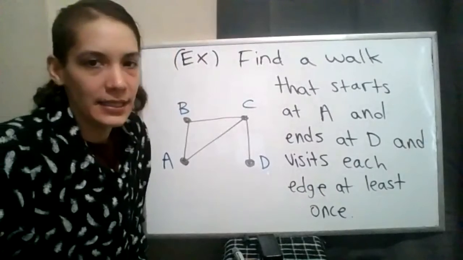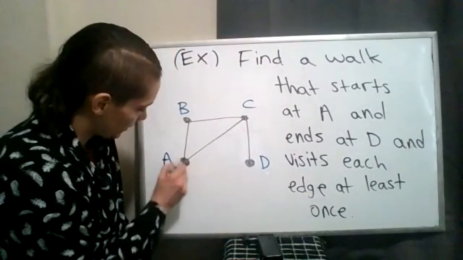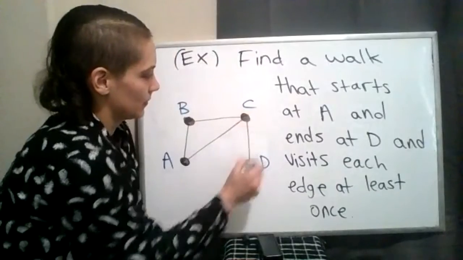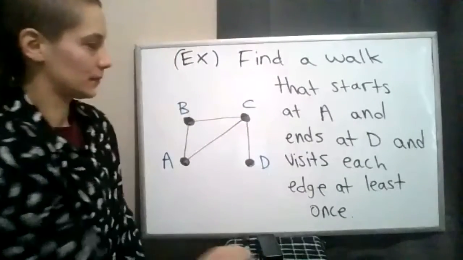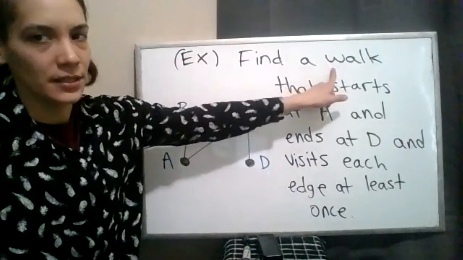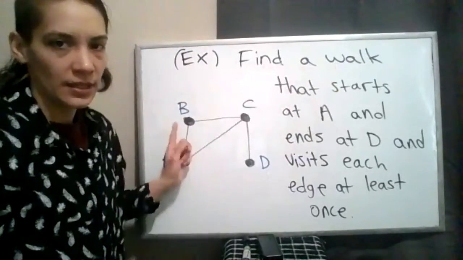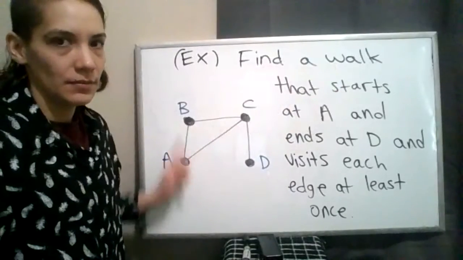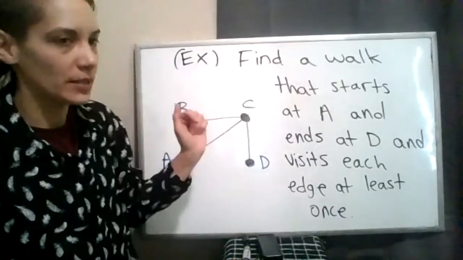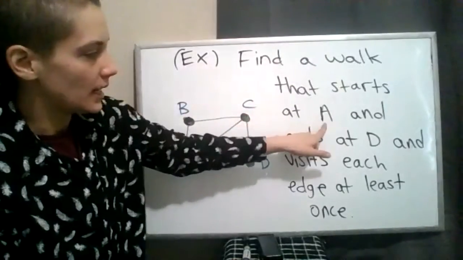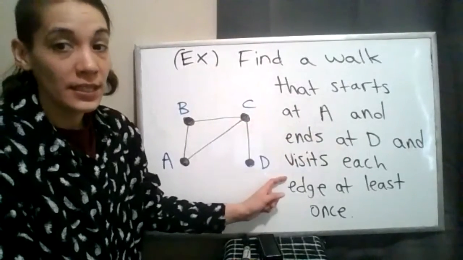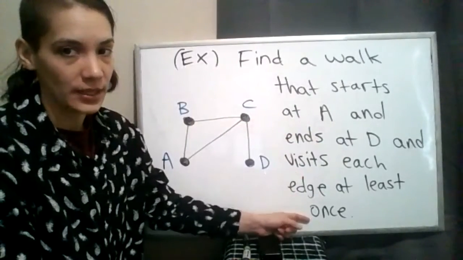Okay, and let's see. Let's get this graph looking a little better. Okay, walk means we can reuse edges. So as long as I just go from one dot to the next, that's like all of the requirements we need. We're starting at A, we need to end at D, and we need to visit every edge at least one time.